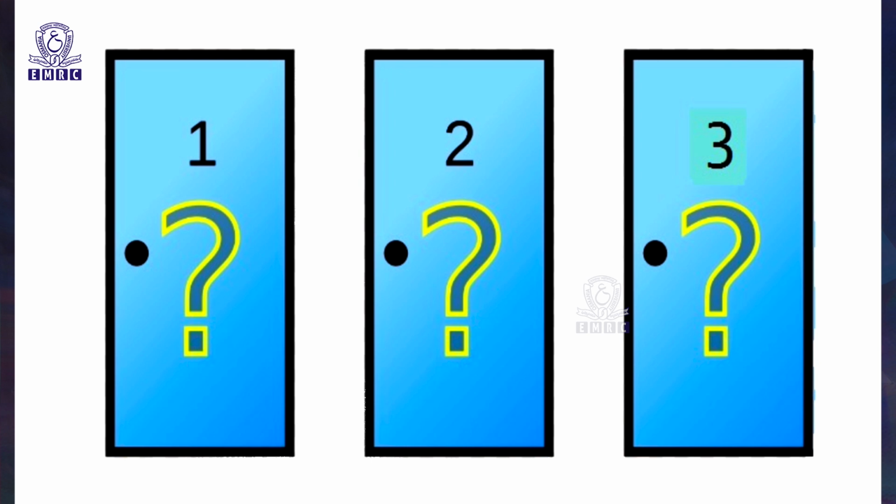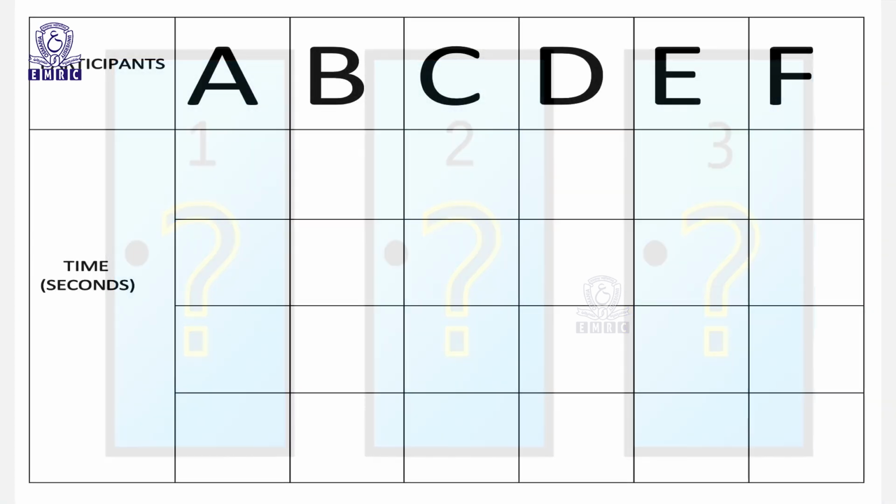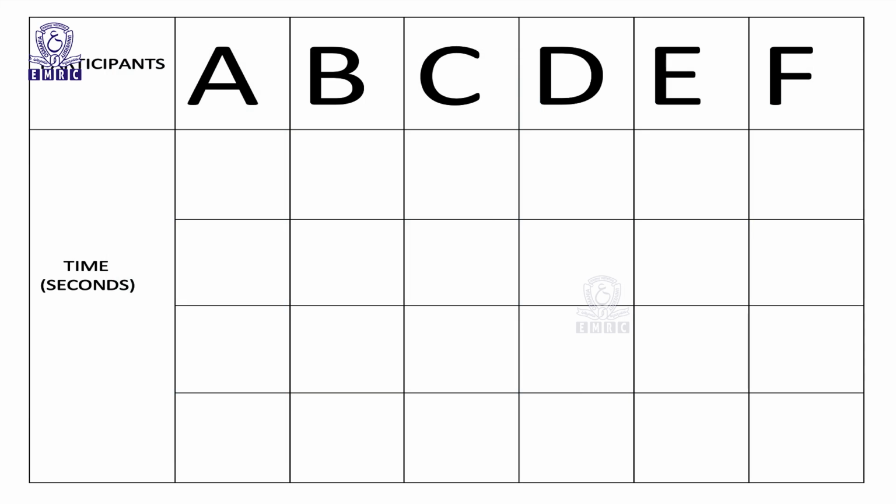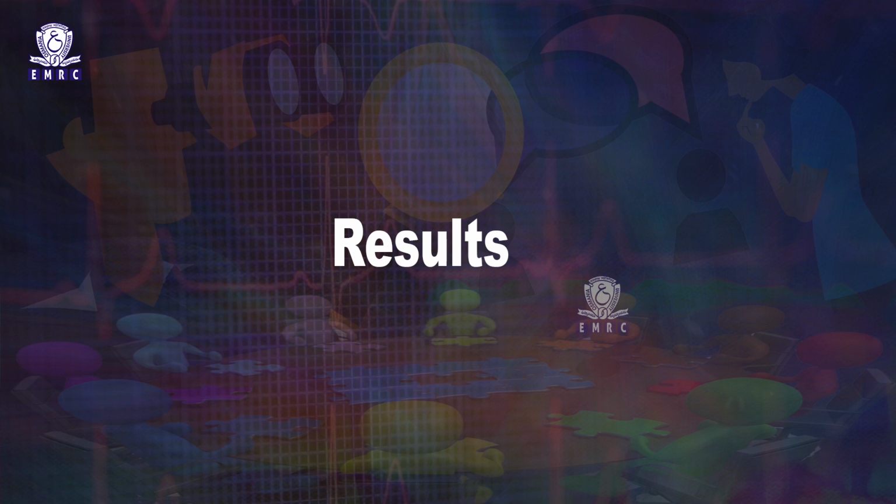In the same manner, 3 trials should be performed and the time should be noted down. The time in seconds is the score. This should be given in a tabular column. Now let's understand the results.